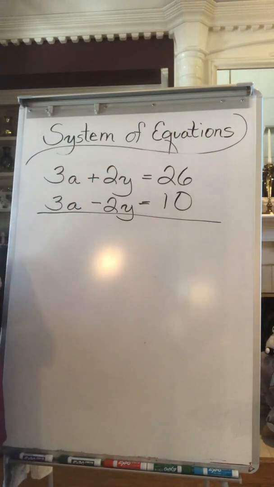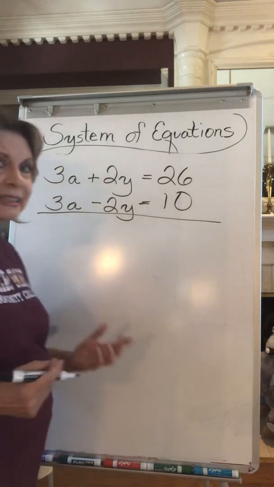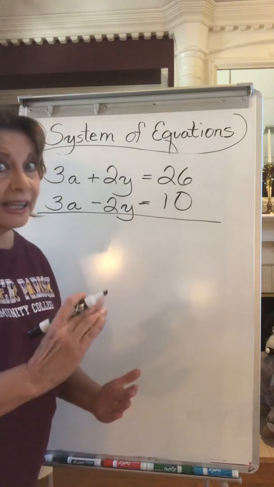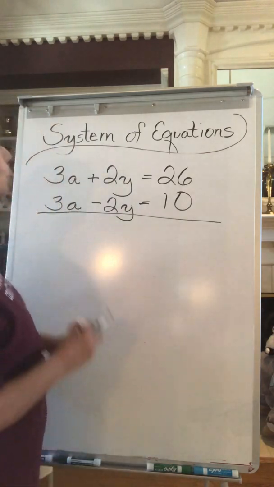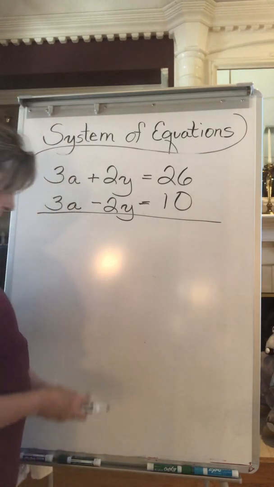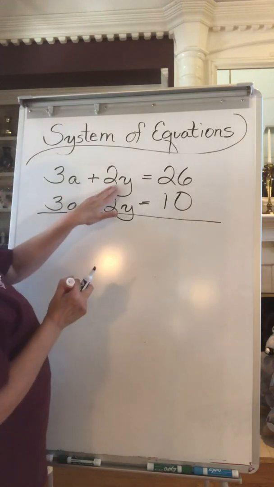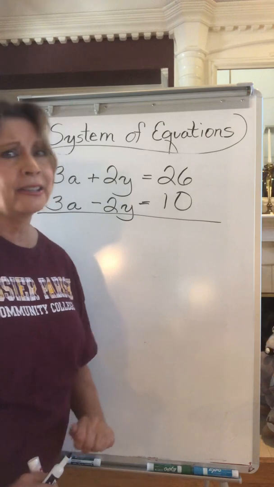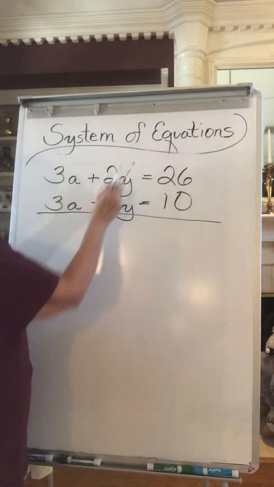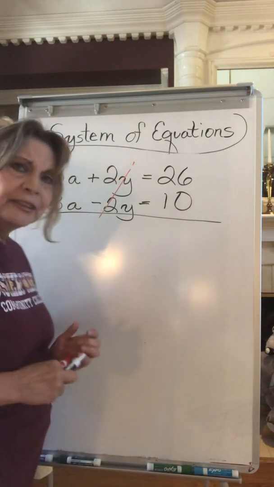Let's look at both equations. Is there anything I can cancel out? That's your first thing to look for. Ooh, I do see something. Positive 2y and a negative 2y. They're out of there. I'm just going to line through it because I don't need that right now.